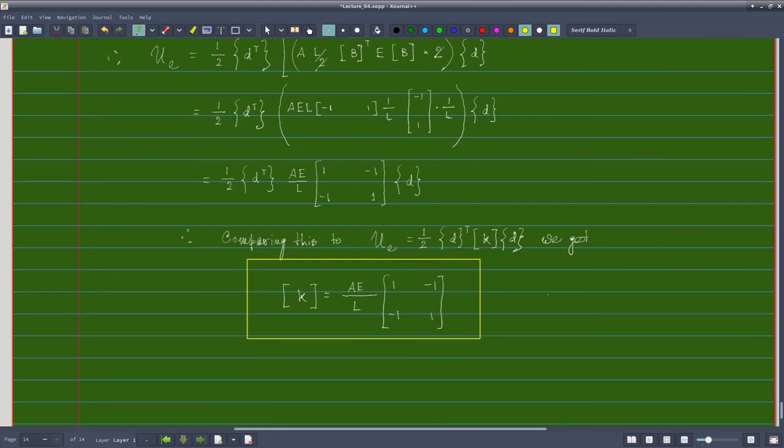In the next lecture, we will take up the beam element, and then we will solve a few simple problems involving loading of beams, maybe say a fixed beam or continuous beam, etc., by using the finite element method.